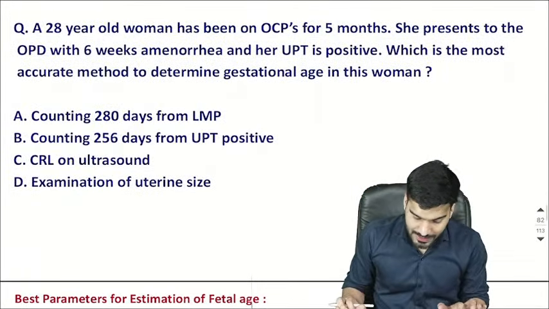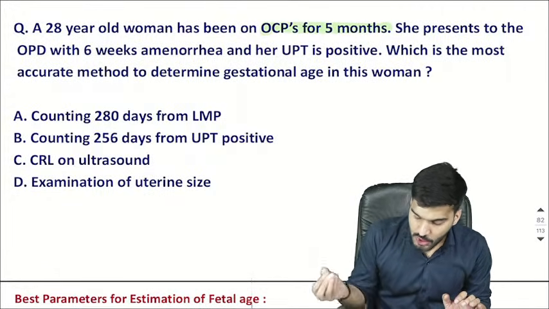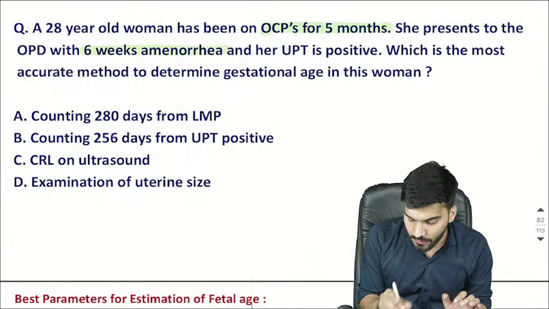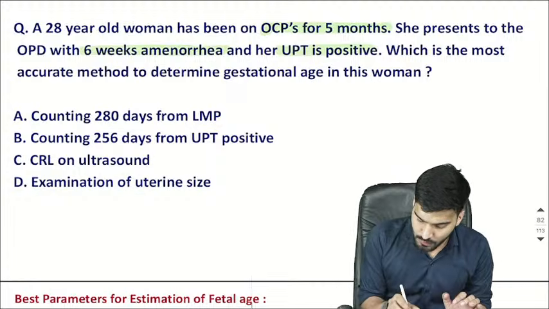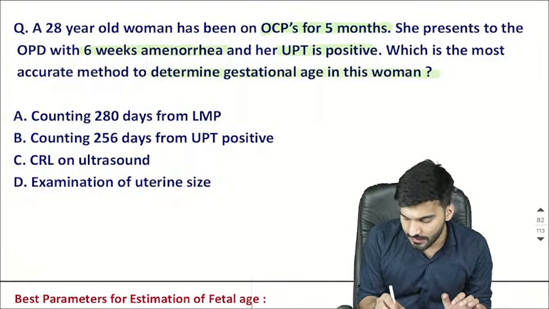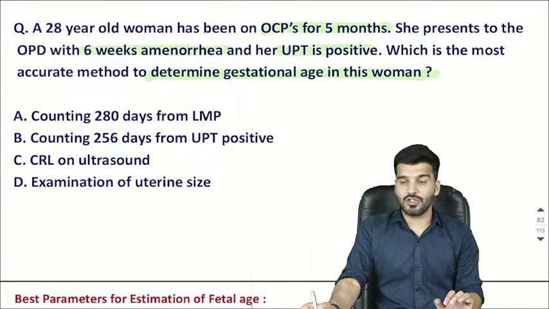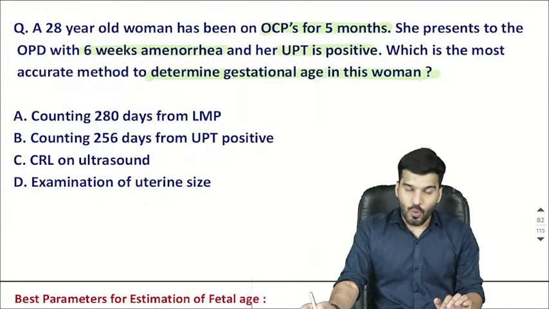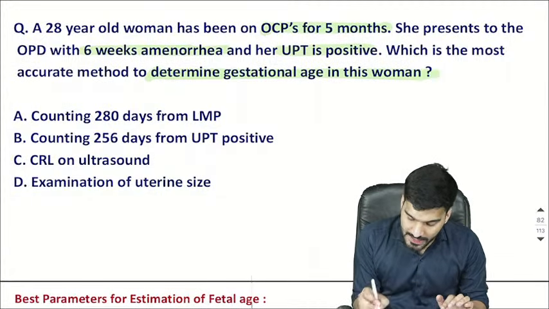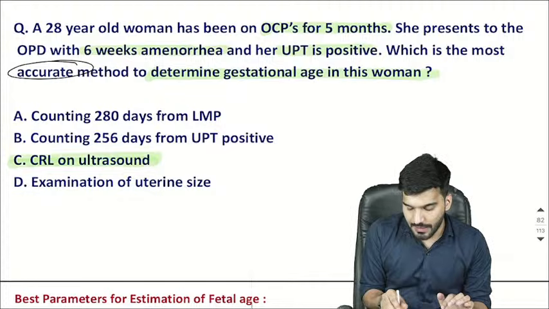Next question: a 28-year-old woman has been on OCPs for 5 months. She presents to the OPD with 6 weeks of amenorrhea and her UPT is positive. Which is the most accurate method to determine the gestational age in this woman? This lady was on OCPs, so she does not remember her last menstrual period. What is going to be the most accurate method? We go for crown rump length on the ultrasound.